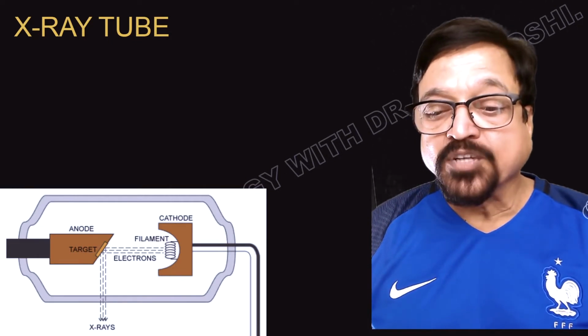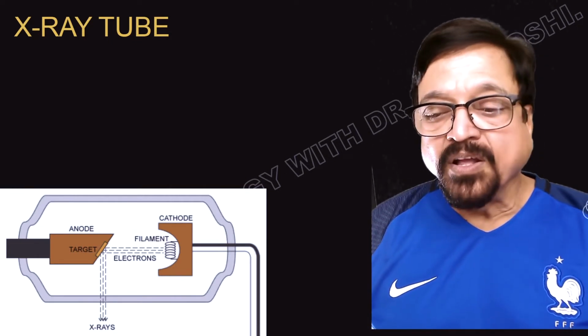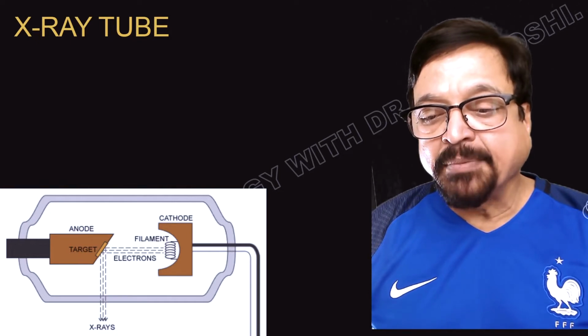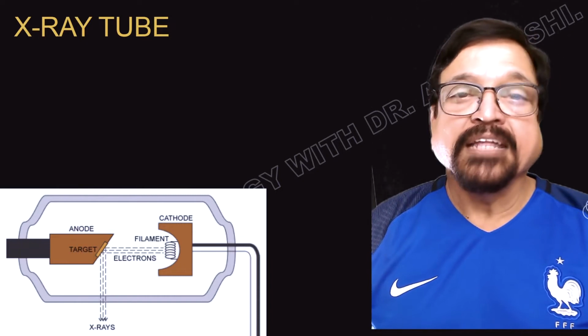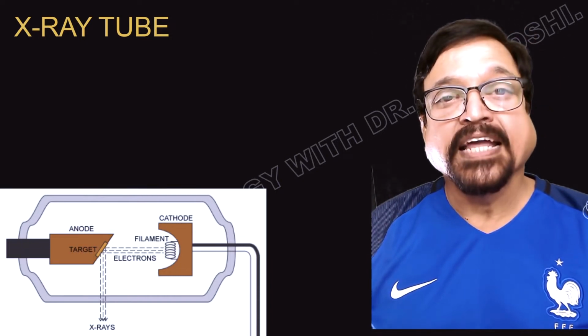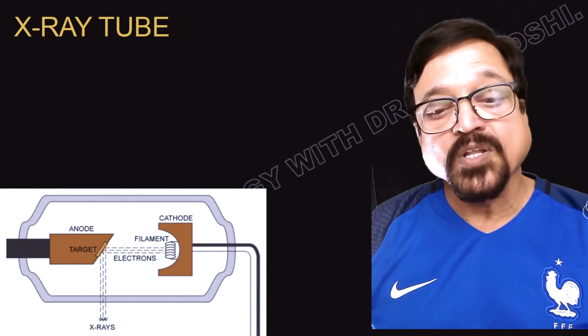Now here we are showing you a fixed anode. There is a filament which is emitting electrons. Now see the role of the focusing cup. The focusing cup keeps them in a streamline. It doesn't allow them to move here and there. It is negatively charged, and electrons are also negatively charged.